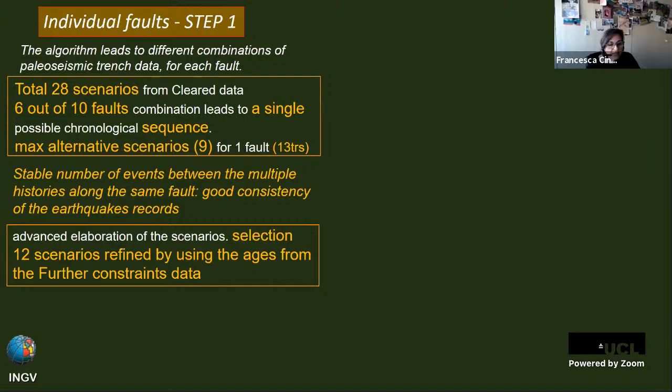And in general, what we notice is a stable number of events between the multiple histories along the same fault, which means that there is a good consistency of the earthquake record. Not too much is missing inside the trenches. And then we made an advanced elaboration of the scenarios and made a selection of 12 scenarios of the 28, refined by using the ages from the further constrained data. The selection of these 12 scenarios was only for now to avoid overcrowding of solutions.